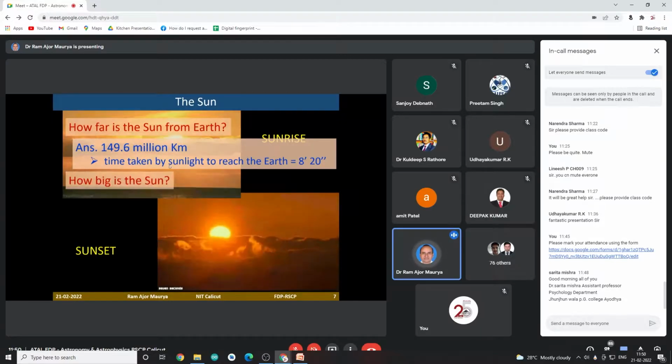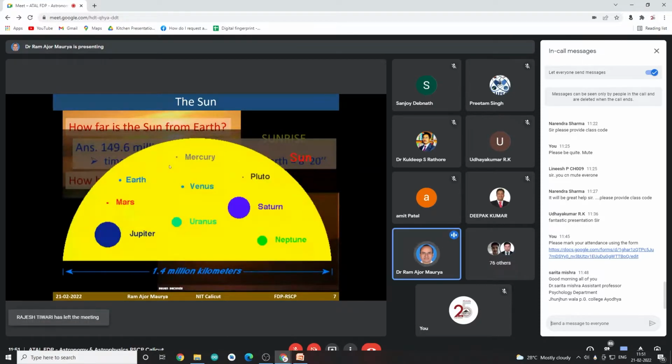Okay, so then we can ask, how big is the Sun? This may be another simple question. The Sun is so big. If you consider this yellow hemisphere, that is our Sun. You can see the dimensions of all the planets. Here we have Jupiter, Earth, then Saturn. You can see the size of the Earth. The Sun is around 108 times larger than our Earth.